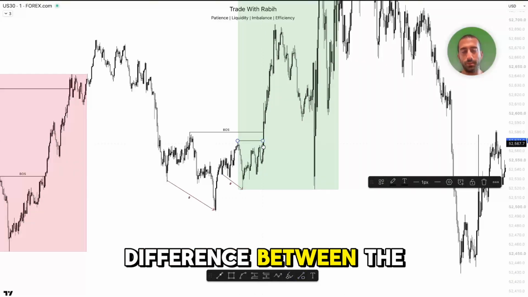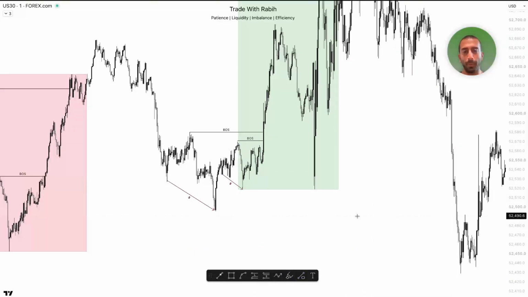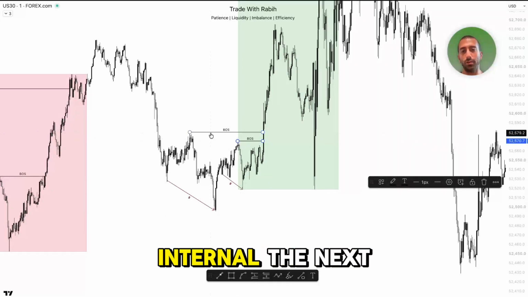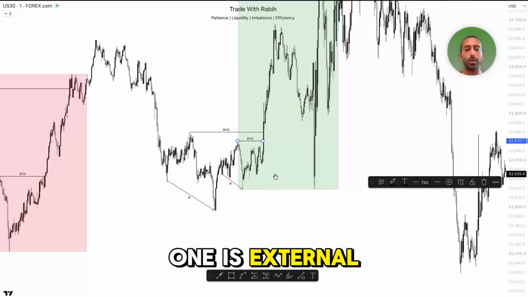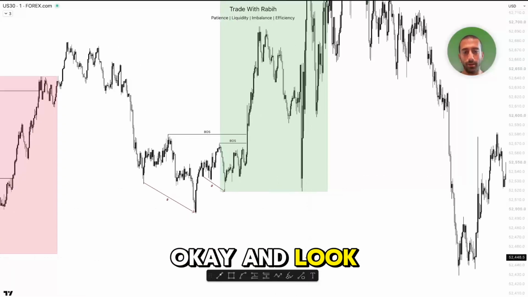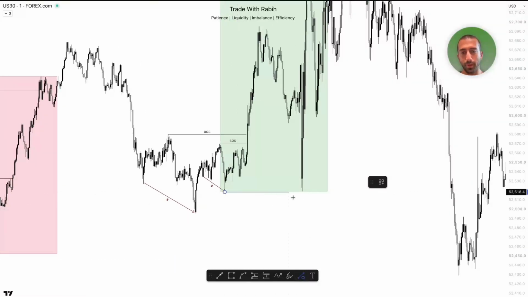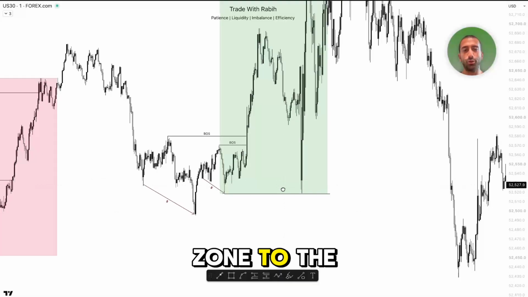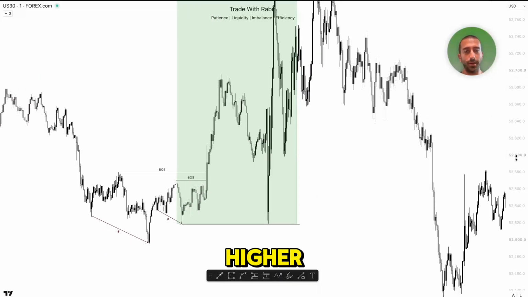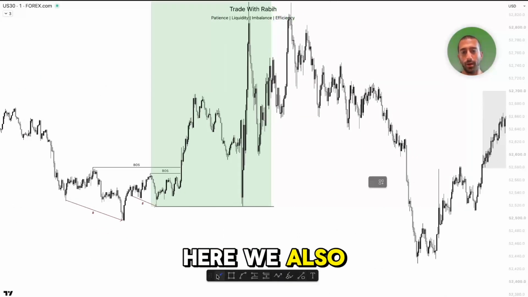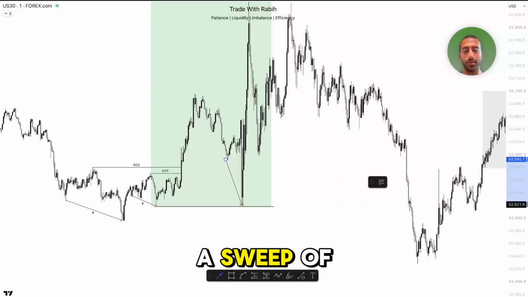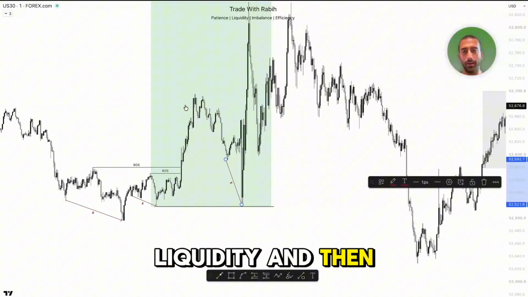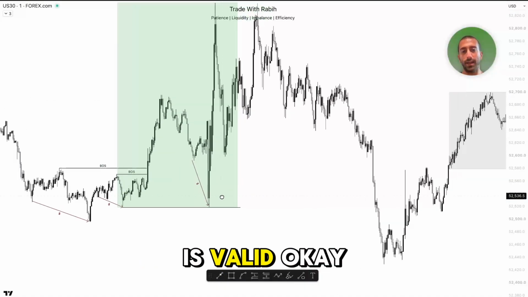Now, what is the difference between this break of structure and this one? This one is internal. The next one is external. Okay? And look, price respected this zone to the pip and continued delivering higher. And guess what? Here we also have a sweep of liquidity and then a break of structure. So this zone is valid.